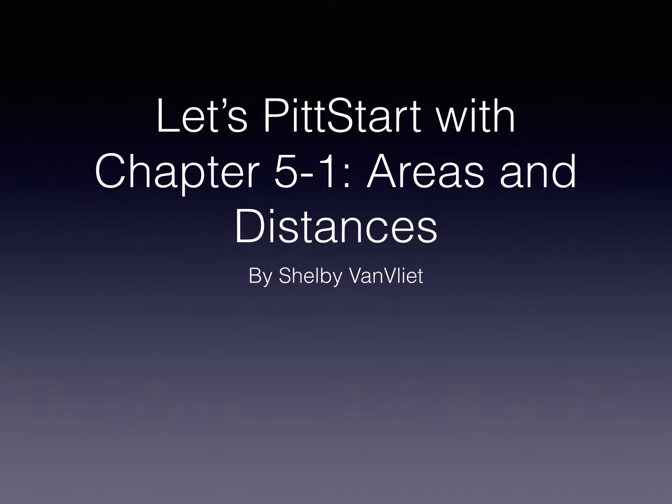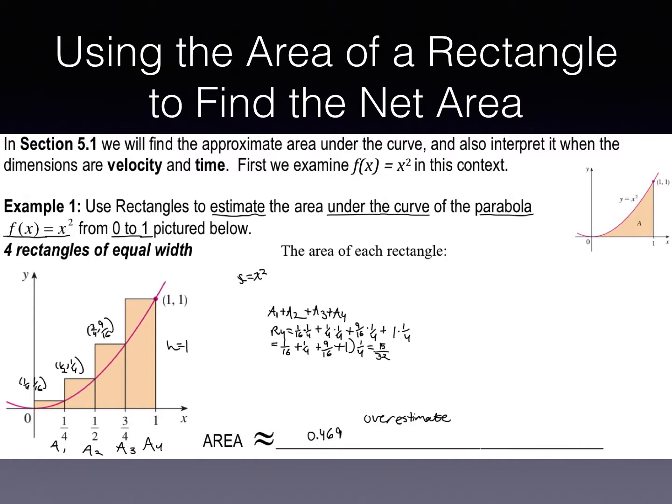Okay everyone, so today let's start with chapter 5.1, areas and distances. First, let's use the area of a rectangle to find the net area. In this example, we will use rectangles to estimate the area under the curve of the parabola f of x equals x squared from 0 to 1 as pictured below. We're using 4 rectangles of equal width, which is n in this case.